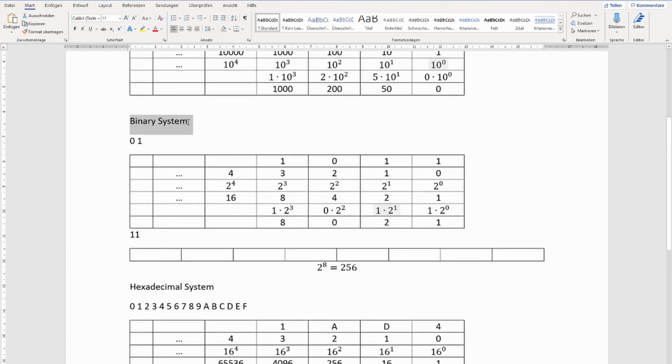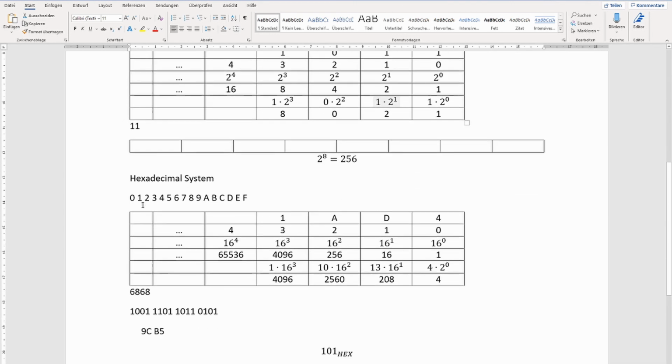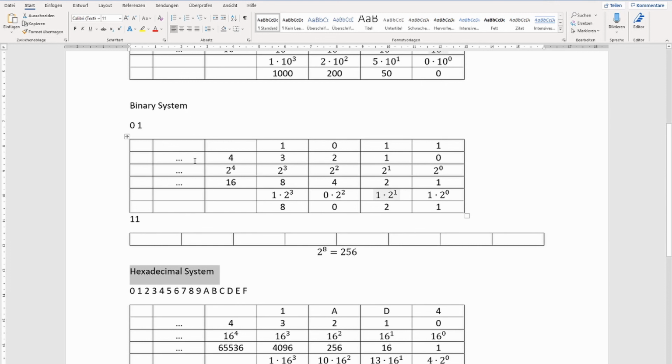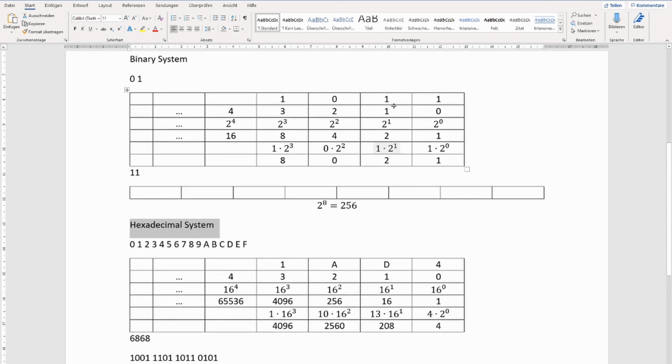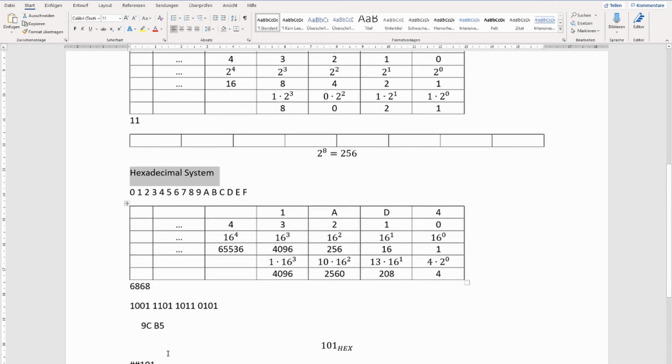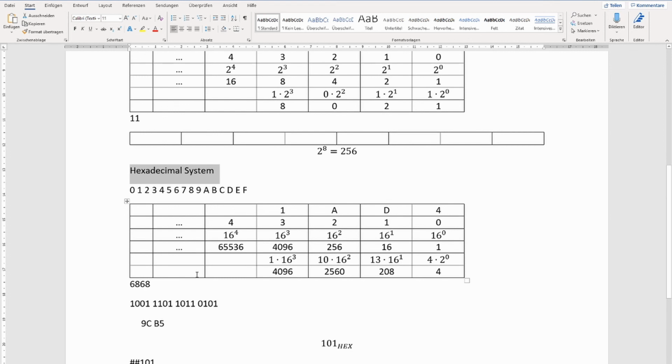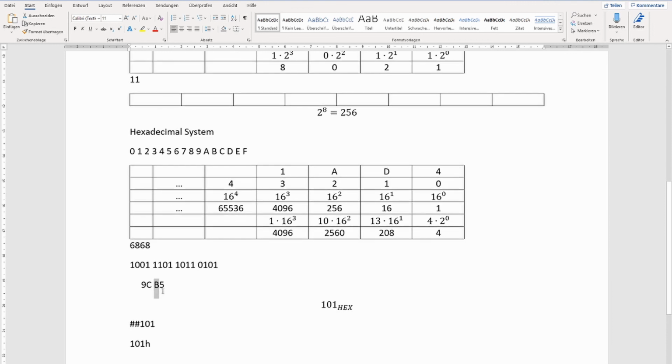The binary system is famous or is more used because it's used in computers. Computers work with it. And the hexadecimal system is very famous because it's very close to the binary system, because every nibble, every 4 bits, is translated into 1 digit of the hexadecimal number. And is then easily readable by humans. The computer has no issue with this long string of zeros and ones.